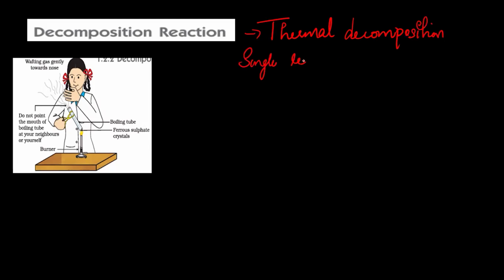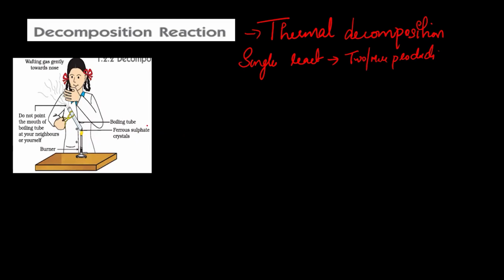In decomposition reaction, we have to study three different types of decomposition reaction. So let us move on to the first type of decomposition reaction, that is thermal decomposition. I have already told that in decomposition reaction, a single reactant is broken down into two or more products. So first you understand that single reactant breaking into two or more products. And you can see the example here.